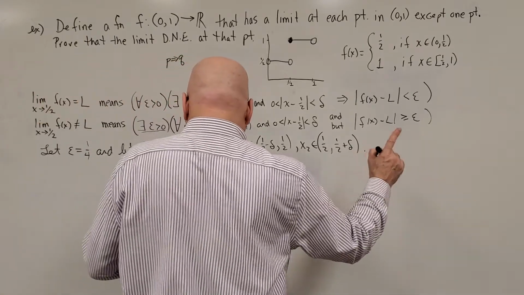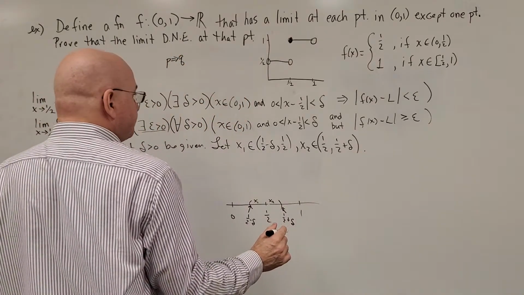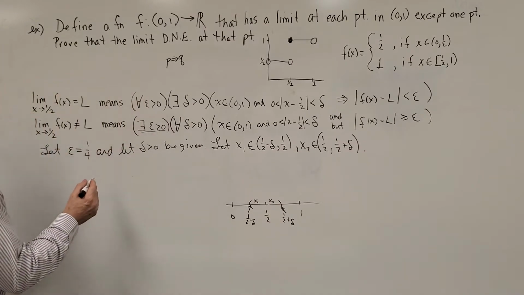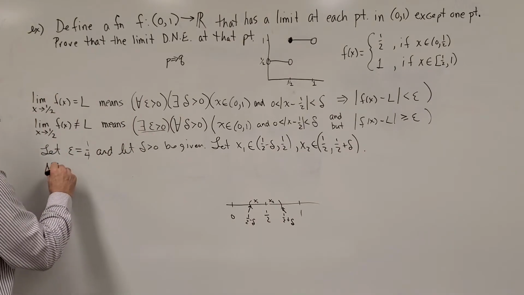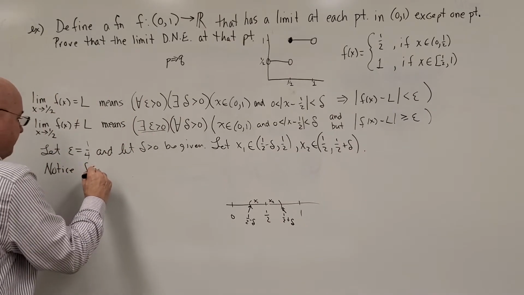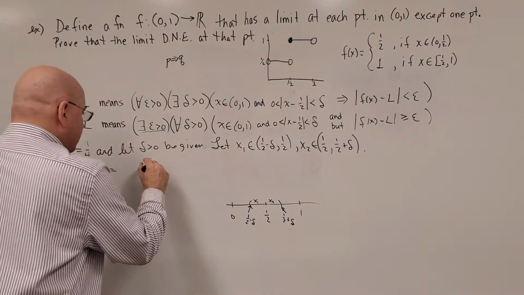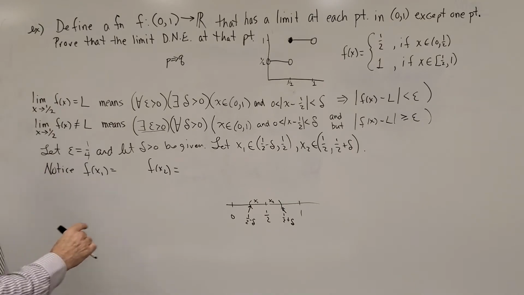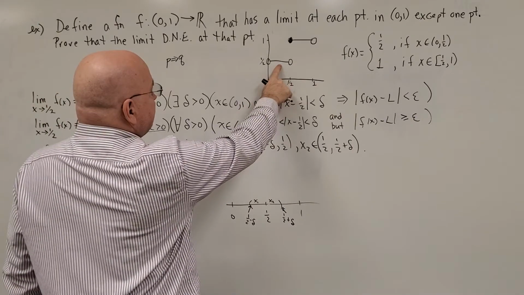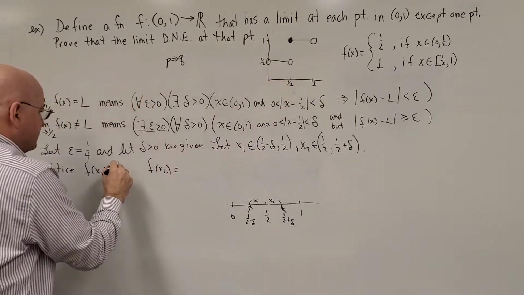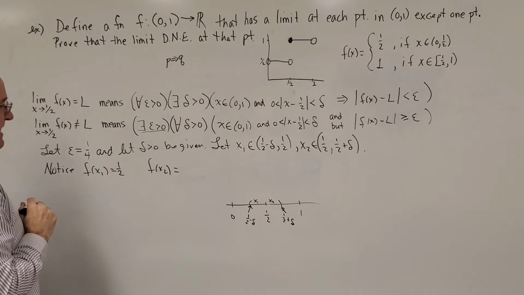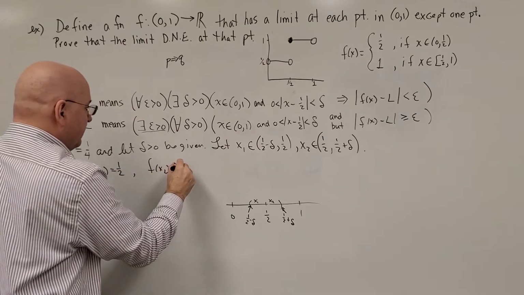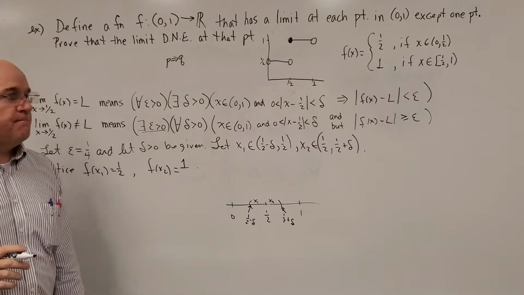All right, so for those 2 points, I'm going to say first, notice that f of x1 is equal to something and f of x2 is equal to something. Well, x1 is to the left of 1/2, so f of x1 has a height or value of 1/2, where f of x2 has a height of 1.